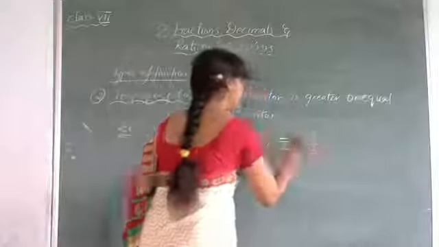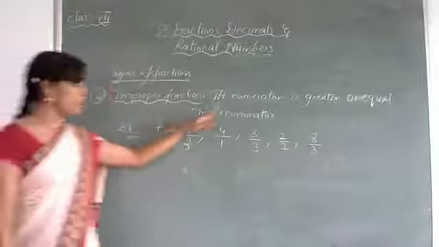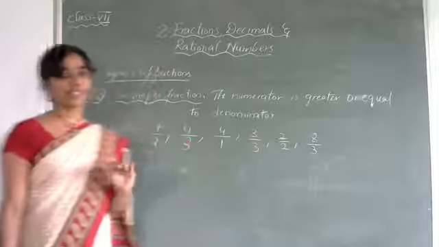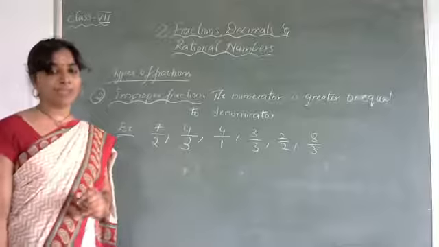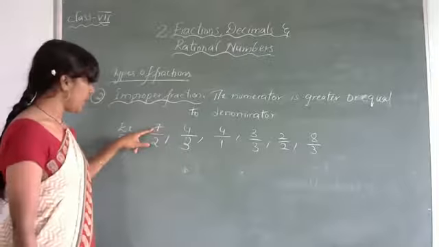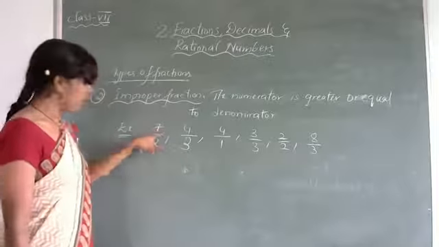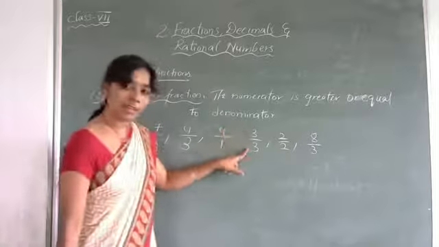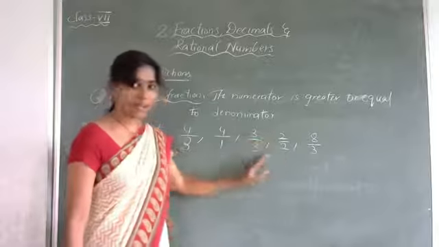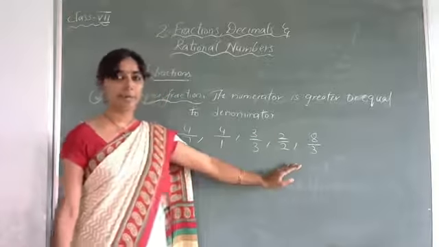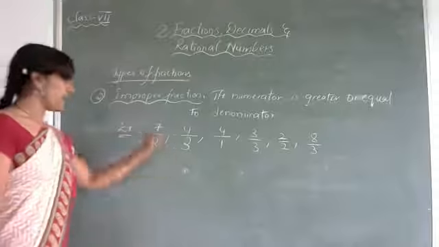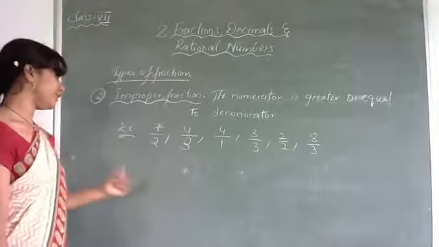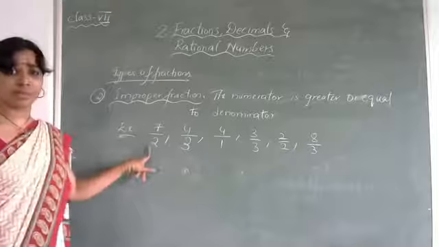Okay children, you understand: either the numerator is greater than the denominator or the numerator is equal to the denominator, then we can call those fractions improper fractions. Here the numerator is greater and the denominator is smaller. Here the numerator and denominator are equal. In these two conditions, we can write them as improper fractions. Can we represent this pictorially? Yes, we can represent this also pictorially.